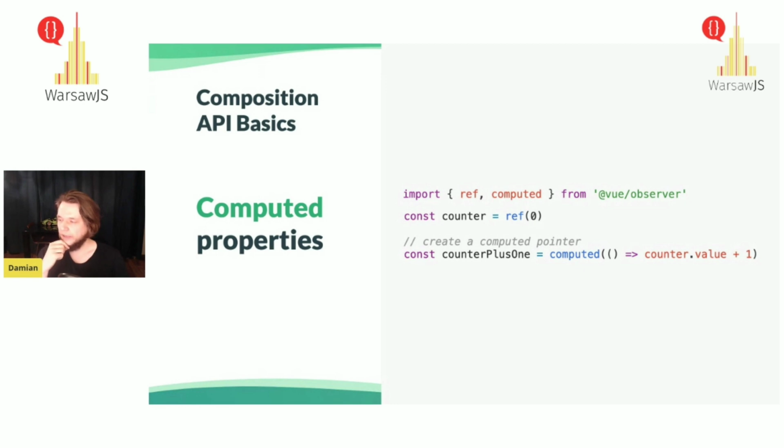In here, we have a counter which starts with 0, and from the function we need to return the value of the computed. Whenever the counter value has changed, the computed won't really update right now unless it's being used somewhere.